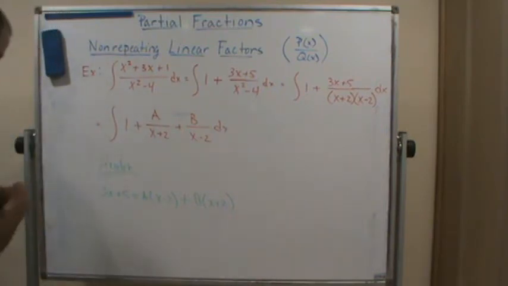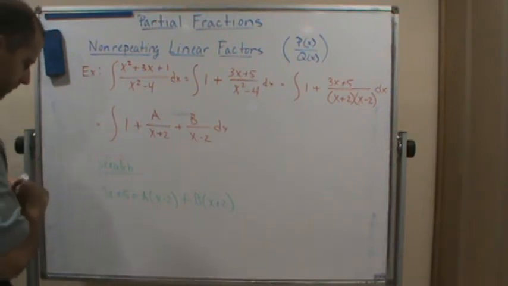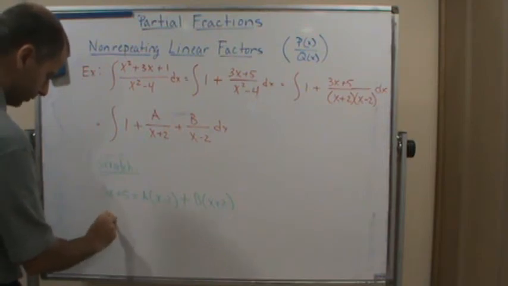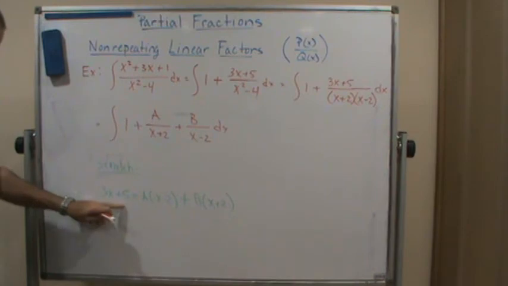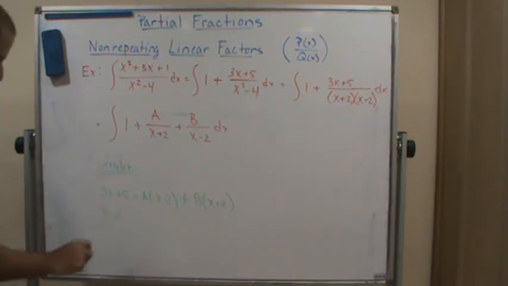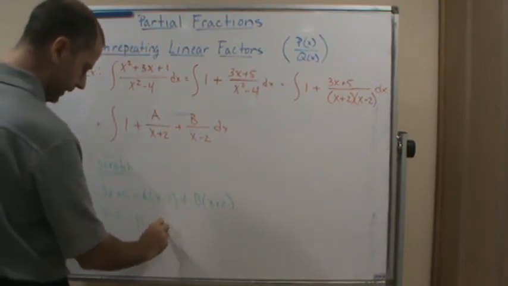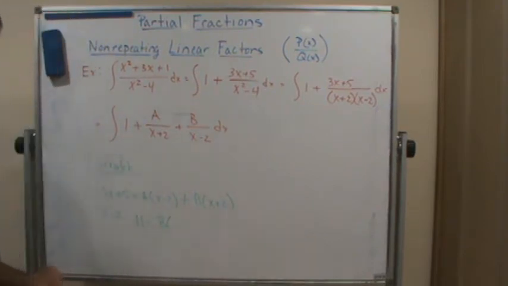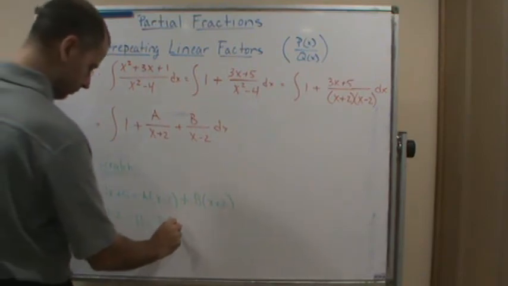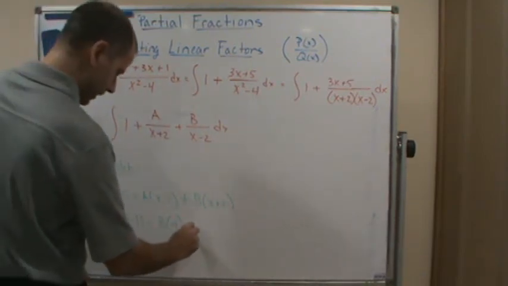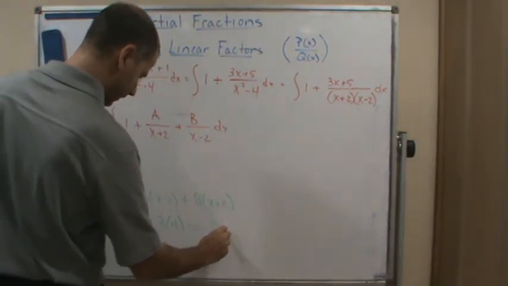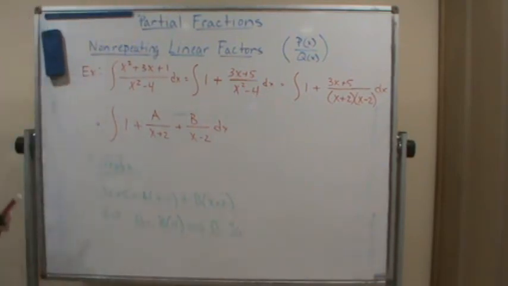So again, if we let x equal 2, right? If x equals 2, what happens to our equation? Well, on the left side, we get 6 plus 5, which is 11. And we get 11 equals, well, the a goes away to 0, right? Because this is 0. So we get 11 equals b times 4, which tells us that b equals 11 fourths. Right? So b equals 11 fourths, and so we've got one of the two that we need.